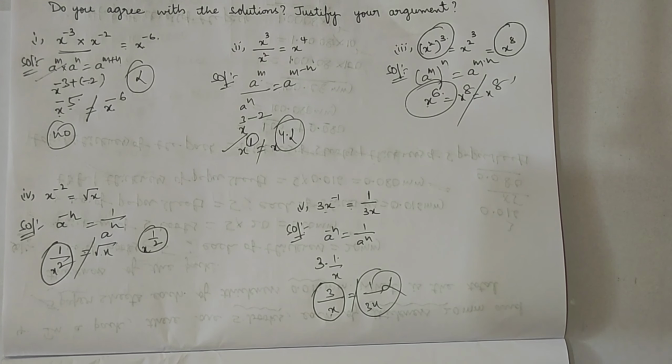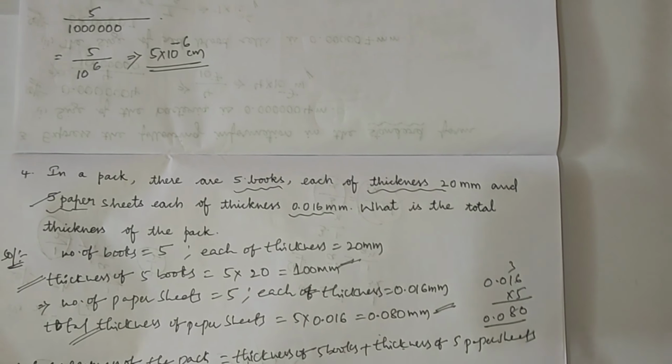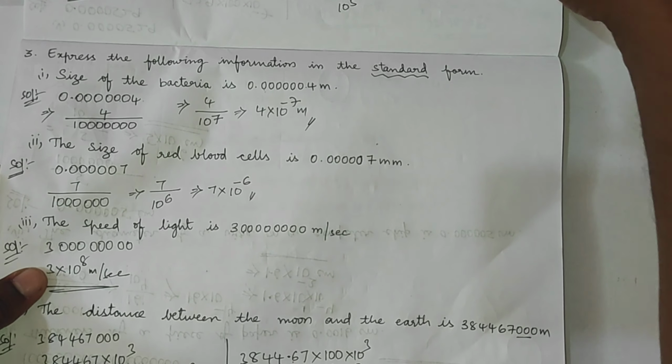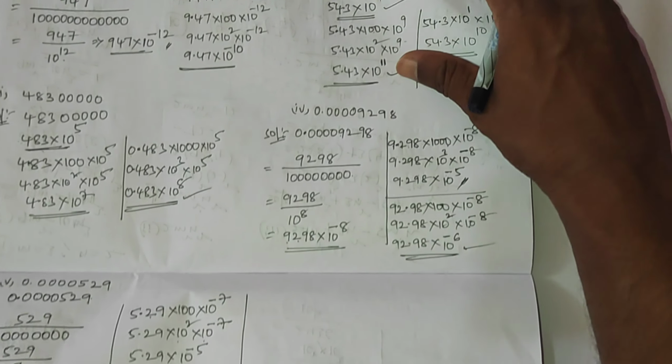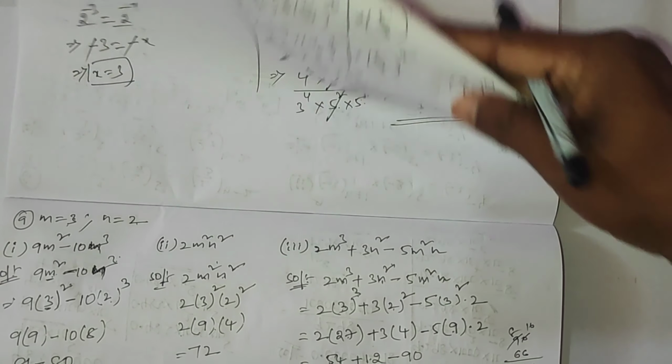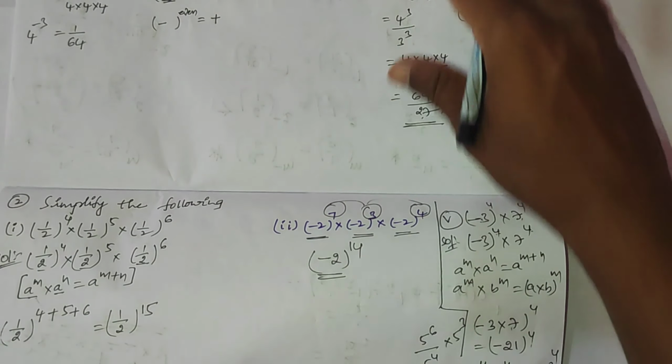Okay, so this is about the fifth bit and successfully we completed exercise 4.2. Once you check, if any doubt is there, you can ask in the comment section. So with this we completed chapter 4.